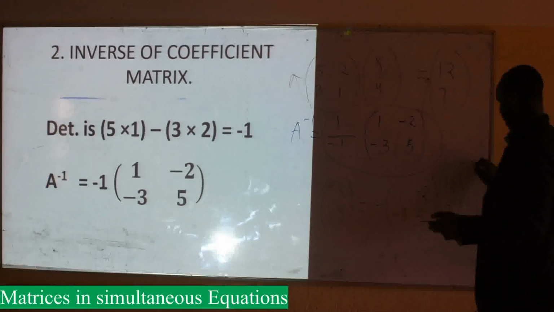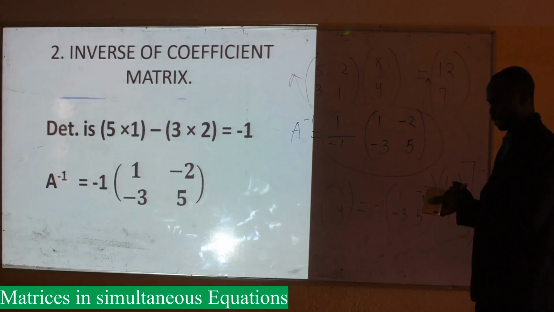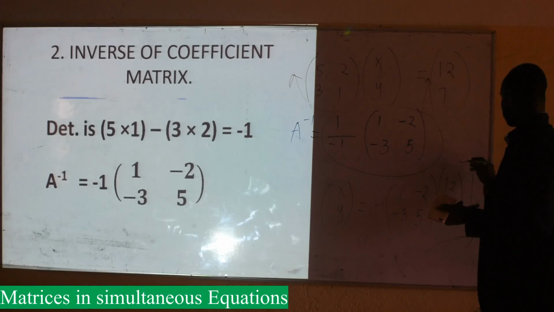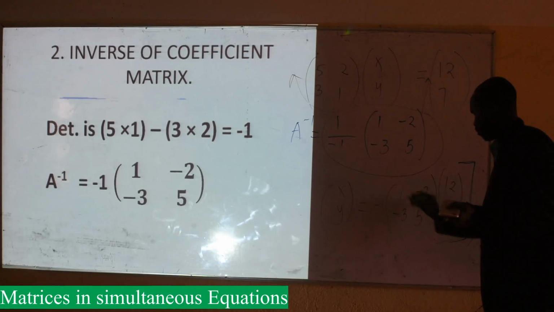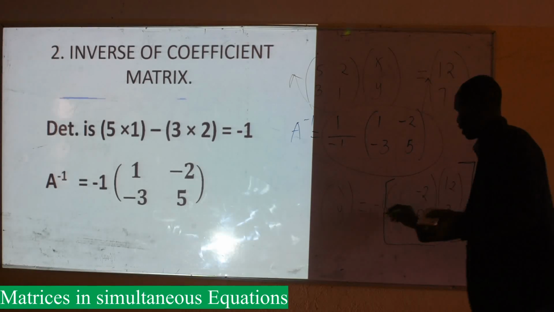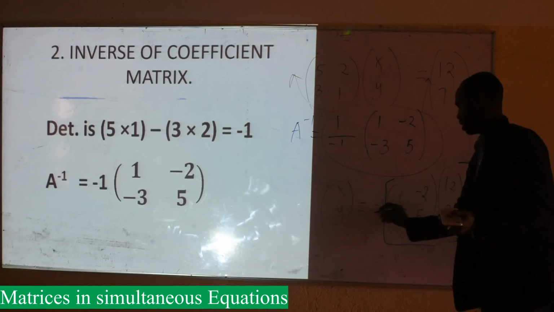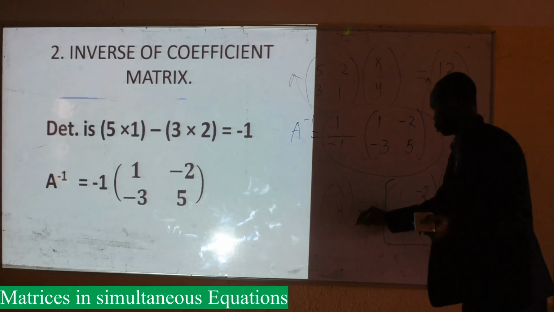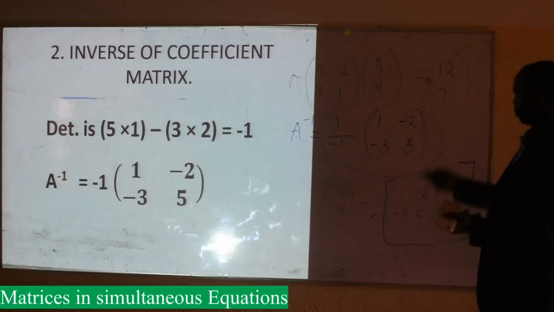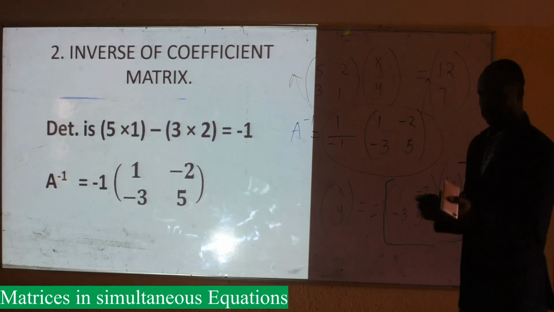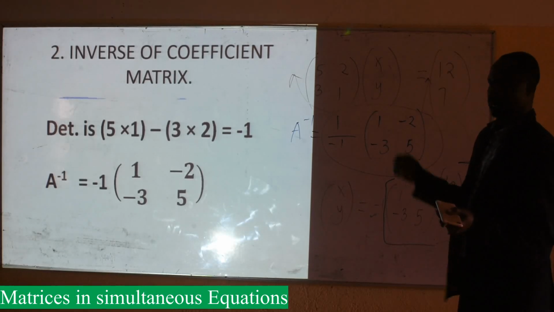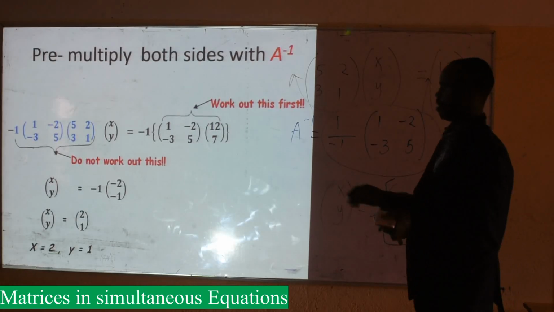First, multiply this. First, multiply this before you multiply with the determinant here. Before you use this determinant, work out this one. We have already done it, so let us move down and see how we've done it.